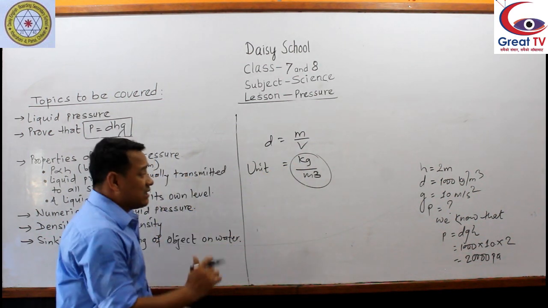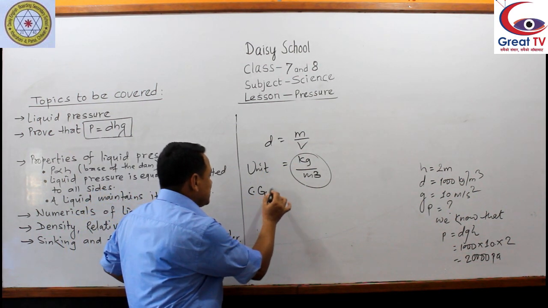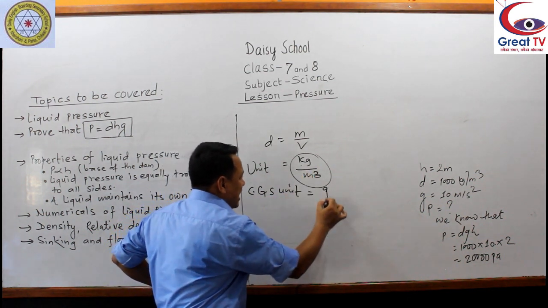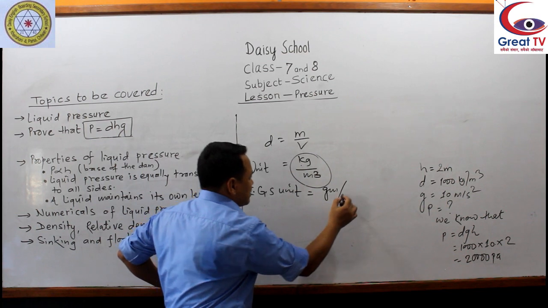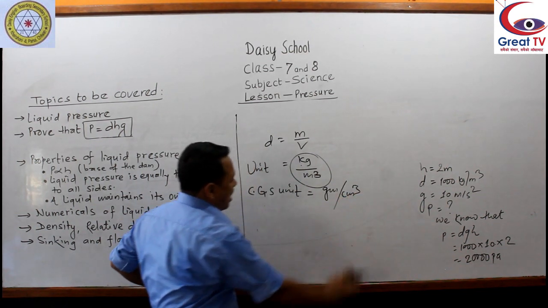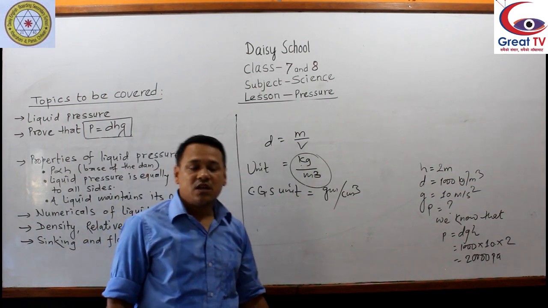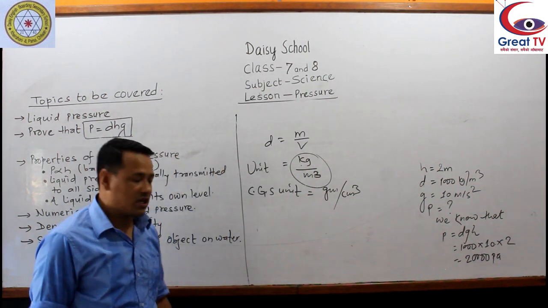Then the CGS unit: mass CGS unit is gram and volume CGS unit is cm cube. So gram per cm cube is the CGS unit of density.